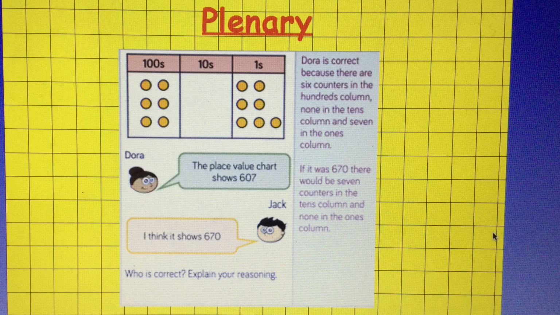Dora is correct because there are 6 counters in the hundreds column, none in the tens column, and 7 in the ones column. If it was 670, there'd be 7 counters in the tens column and none in the ones column.